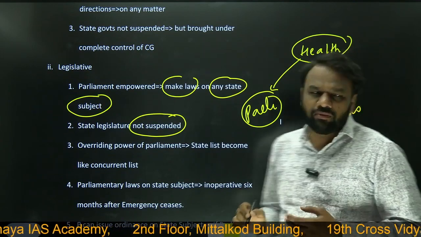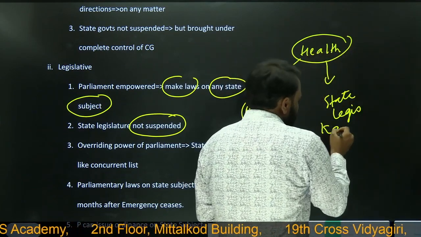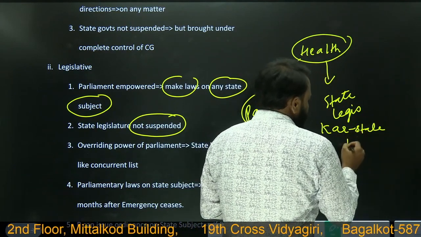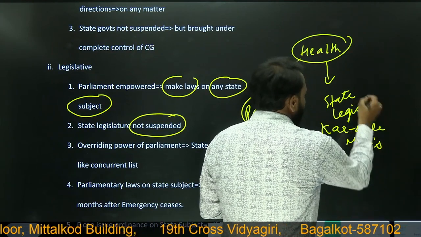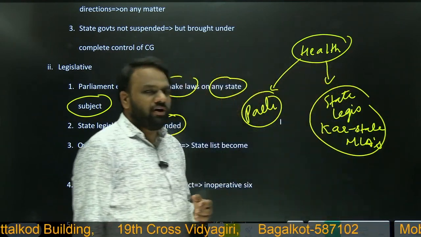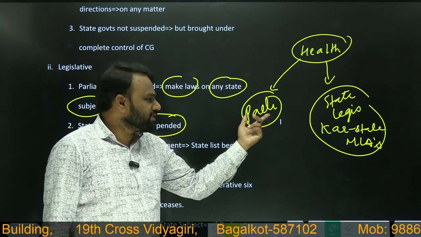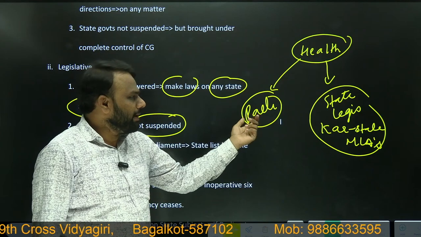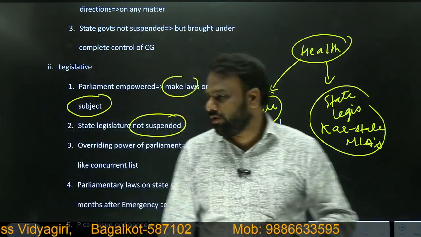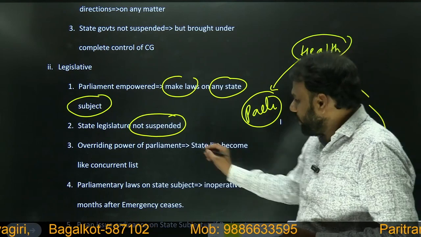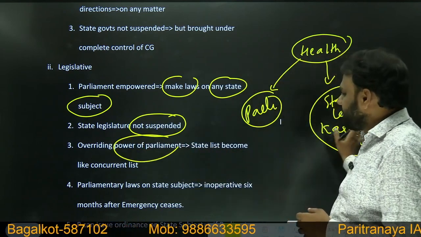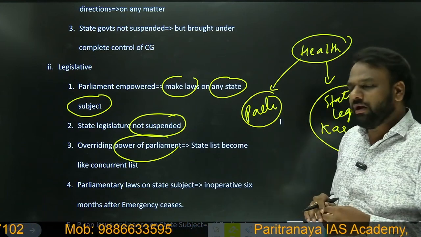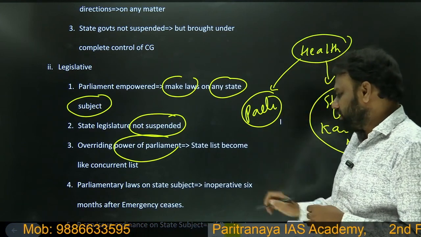For example, let us consider Karnataka. So Karnataka state legislature, that is Karnataka MLAs, can also make a law on the health subject. But in case of inconsistency between the law made by Parliament and the Karnataka state legislature, which one will prevail? Parliamentary law will prevail. Next, overriding power of Parliament. That is, in case of inconsistency between the law made by Parliament and the state law, parliamentary law will prevail.